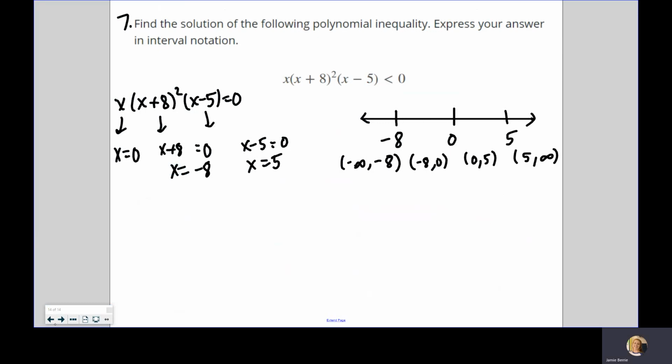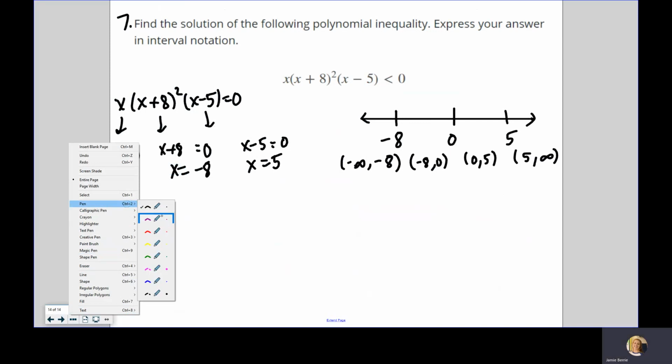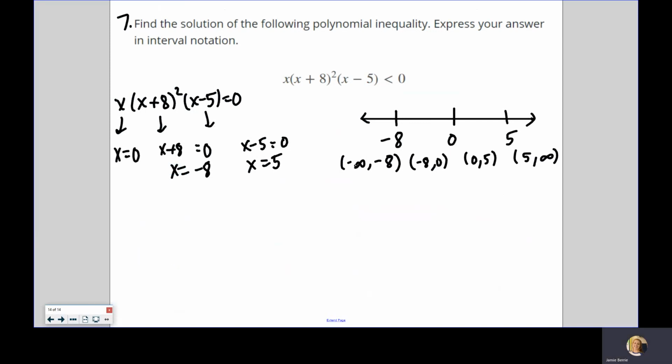Right, now I'm going to go in and pick a test point. Again, I'm just trying to pick something that's easy to plug in. So a number between negative infinity and -8, let's just do -9. -8 to 0, how about -1? 0 to 5, we'll do 1. 5 to infinity, we'll do 6. So I'm just picking those kind of randomly, trying to pick easy numbers to plug in.